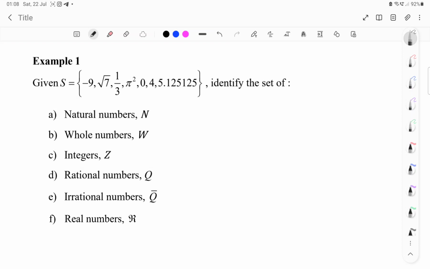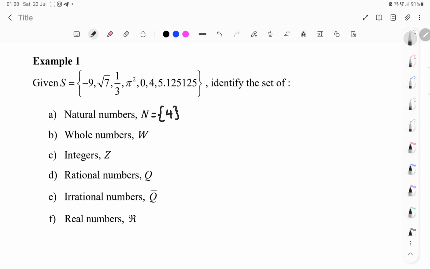In this video, I would like to share with you how to answer example 1. We start with natural number. Natural number is a counting number. As we can see over here, it's obviously 4. So let's put it in our list. So 4, we are done with that.